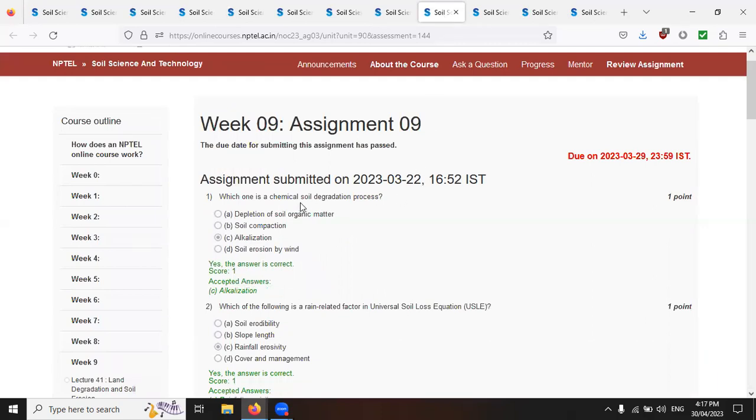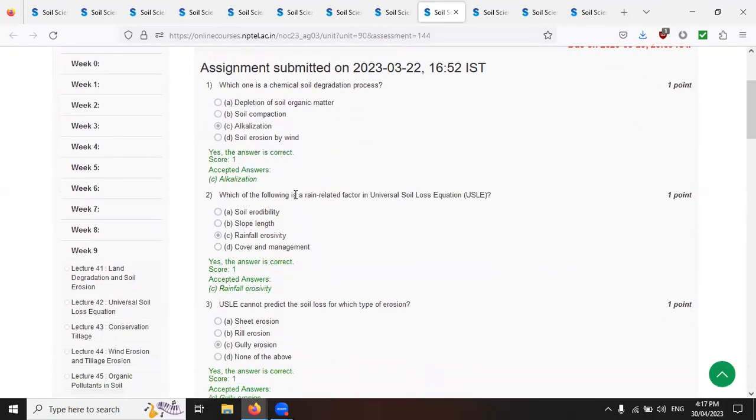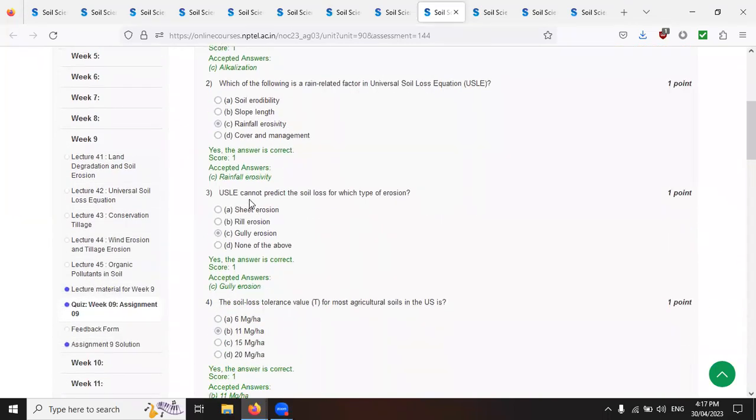Which one is a chemical soil degradation process? Which one really degrades it? When it goes alkaline, it does. It just strips everything out of it, makes all the elements unavailable. pH is just too high. Which of the following is rain related in the universal soil loss equation? It's rainfall. The universal soil loss equation cannot predict the soil loss type. For which type? The sheets on top, the rills are lower, the gully's the lowest, which is the real big low things. So it's the gully.